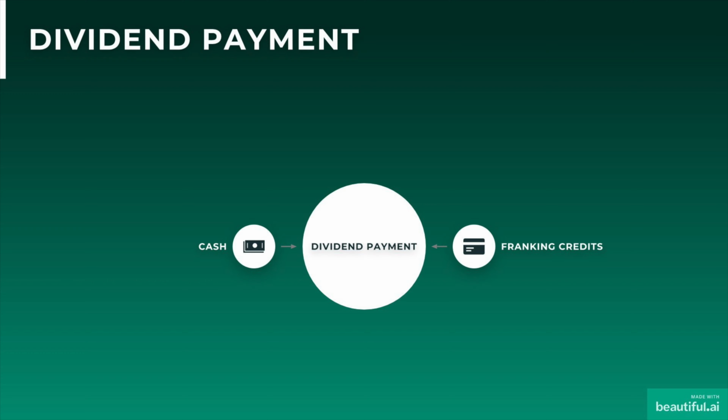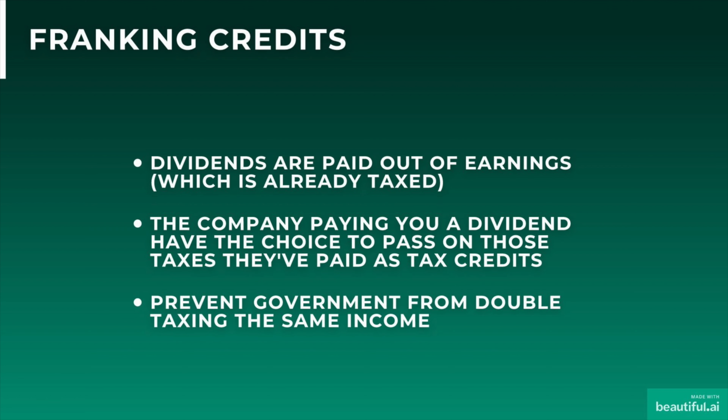Now, on the point of franking credits, what you ultimately need to know is that there are two components within the dividends you get paid. There is a cash component and there is also the franking credits component. Dividends are paid out of a company's net earnings, which means that it's already being taxed at the corporate level. The company paying you a dividend have the option to pass the taxes they've paid on that portion of earnings you are going to get as dividends. And if they do, you receive franking credits along with your dividends. And that franking credit will ultimately reduce some of your taxable income.